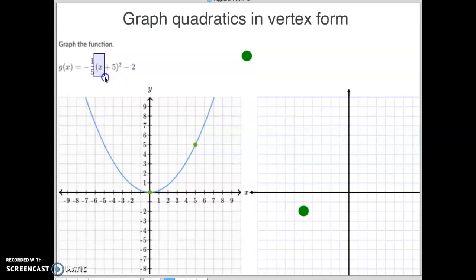If I plug 0 in for x, 0 plus 5 is 5. Then we have to square 5. 5 squared would be 25. Then if I take 25 and multiply that by -1/5, well, what is 1/5 of 25? You would say it's 5, and because it's -1/5, it's now -5. And what is -5 plus -2? -5 plus -2 is -7. So our y-intercept for this one is -7. So we take our second dot and we go down 1, 2, 3, 4, 5, 6, 7, and we put our second dot right on the y-axis at -7.